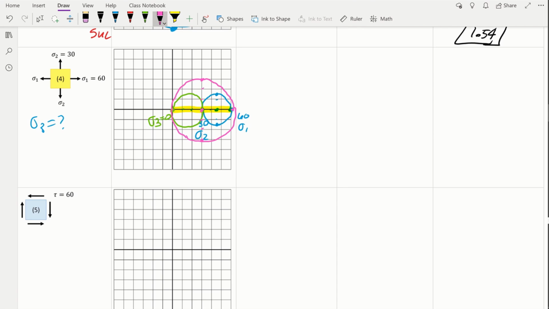Once we have the 3 circles, it's very easy to pick up which one has the highest value for the sigma. Sigma is going to be highest right here. So the max in this case is 60, right? Where is the shear stress highest? Well, it's going to be on the biggest circle, right? Not this one, not this one, but this one over here. And that's the value we'll use for the max shear. So tau absolute max in this case was 30.